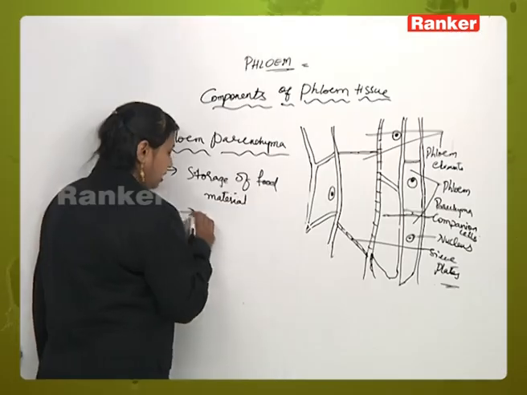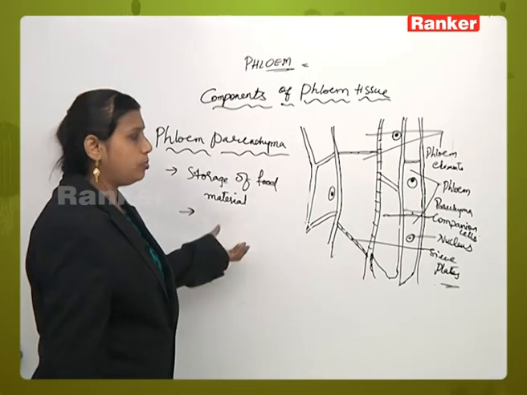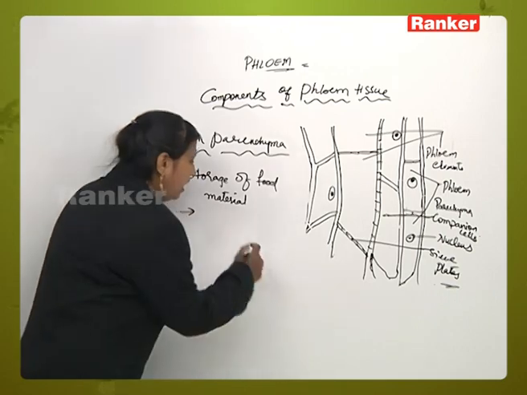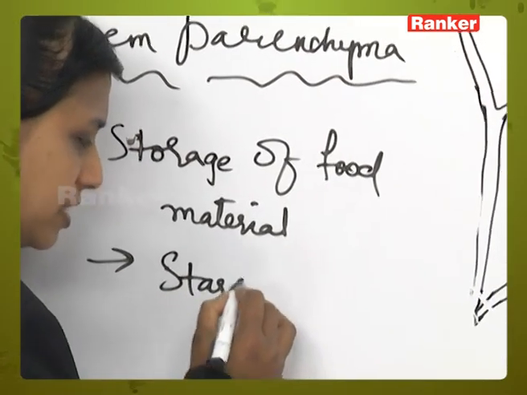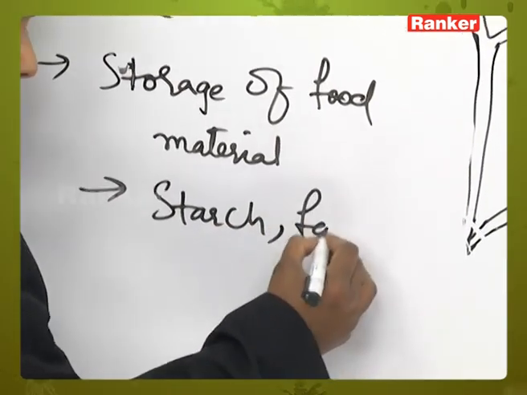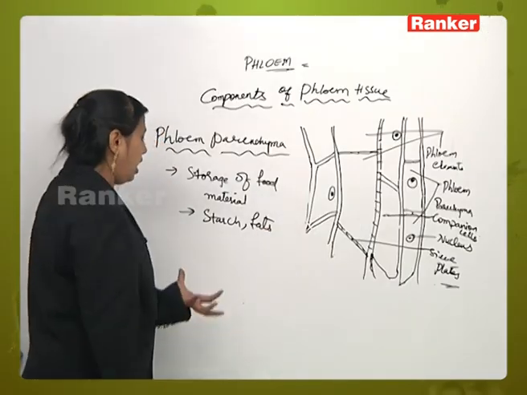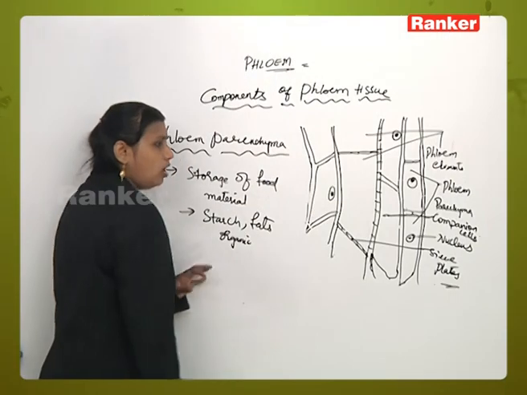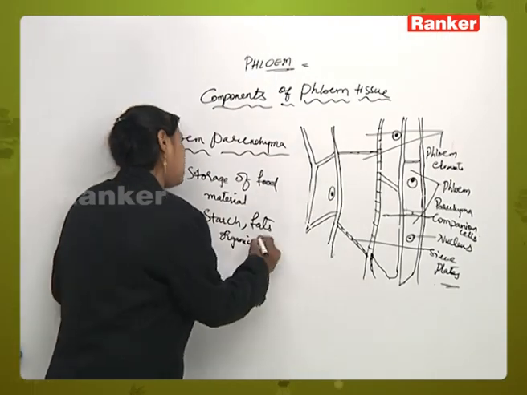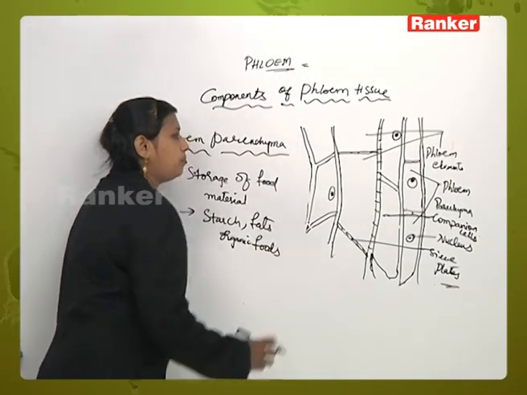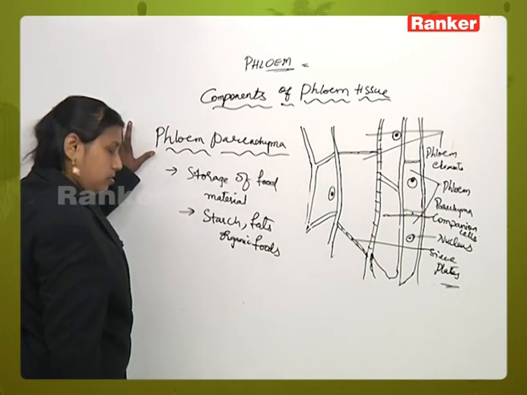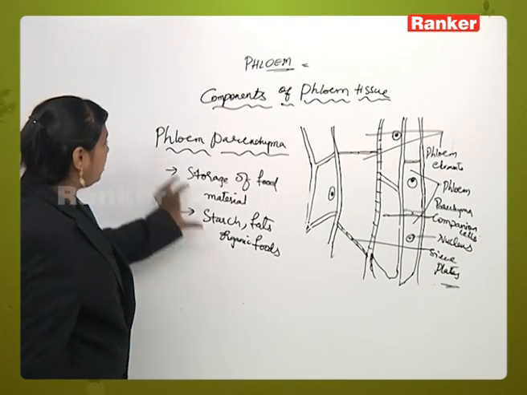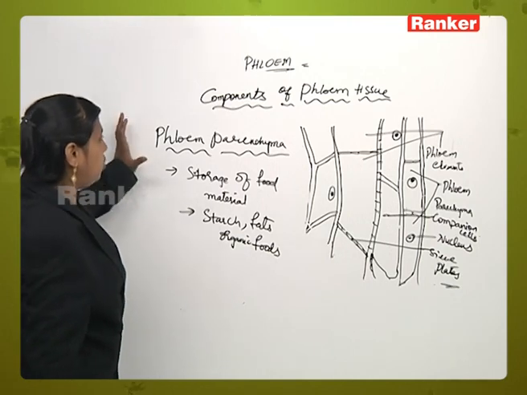No, we said it is useful for the storage of food material. So what type of storage of food material is occurring here? It will store in the form of starch, it may store fats, it may store other organic food substances and other reserve food materials which are required for the phloem component.